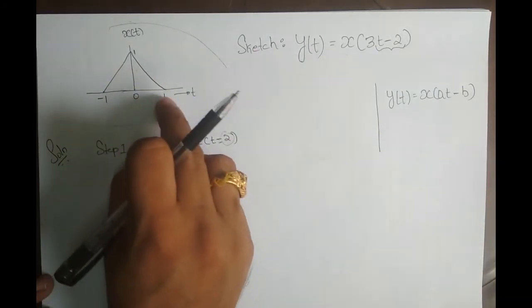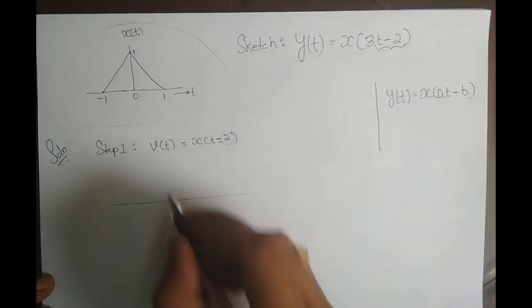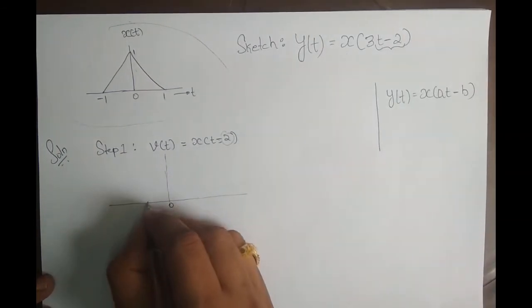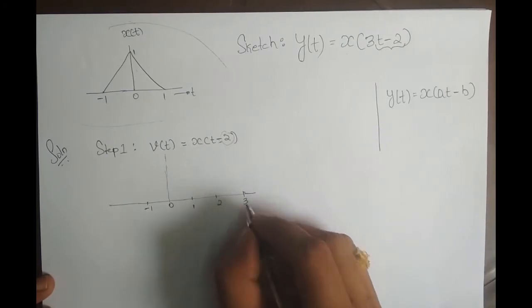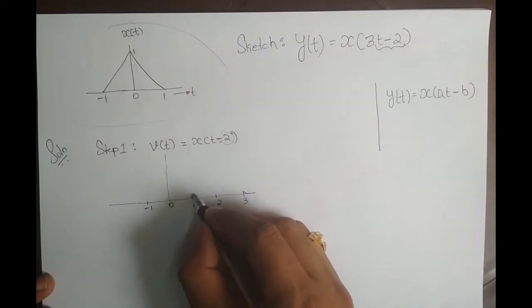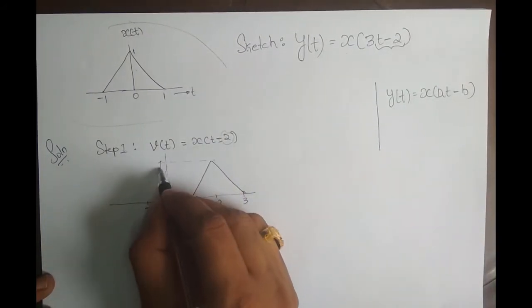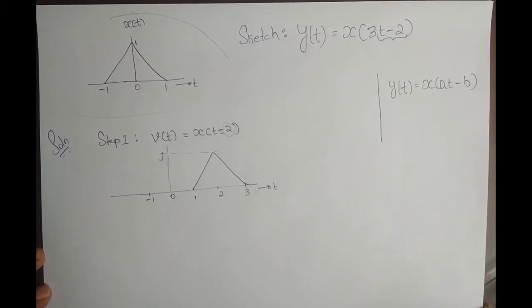So this comes at 1, 2 and 3. This is what v of t looks like. This is at time t equal to 0. This is minus 1, this is 1, this is 2 and this is 3. Shift it right 2 times, so it starts from 1, goes to 2 and comes back to 3. The amplitude remains the same at 1. So step 1 is v of t equal to x of t minus 2.